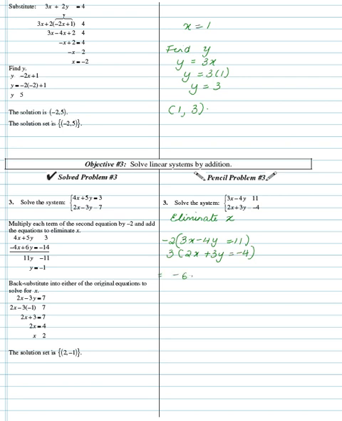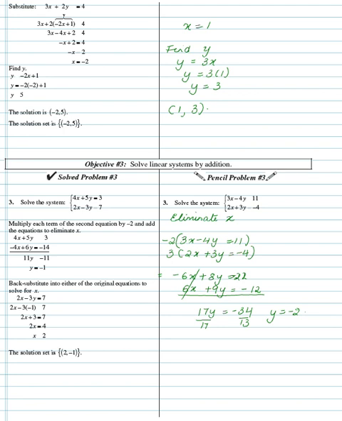So now I have negative 6x plus 8y is equal to negative 22, positive 6x plus 9y is equal to negative 12. So the x's cancel each other. I have 17y is equal to negative 34. Dividing by 17 on both sides, I get y is equal to negative 2.